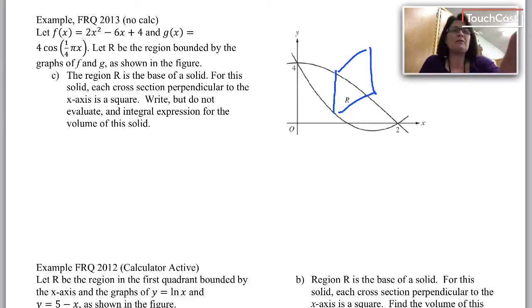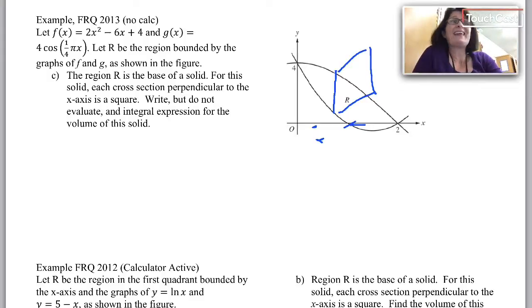Notice here they've been very specific: cross sections perpendicular to the x-axis. That means the distance across the x-axis is going to be my dx, a very small change in x. So if I can write an expression for the area of this square, then I'm going to be able to write an integral for the volume. And you already, in part A or B, whichever it was, wrote an integral for the area of R.